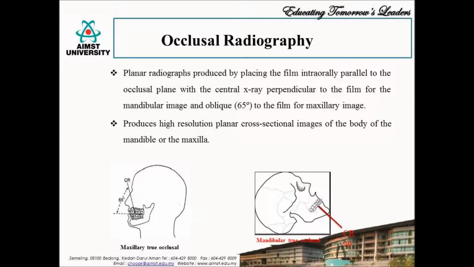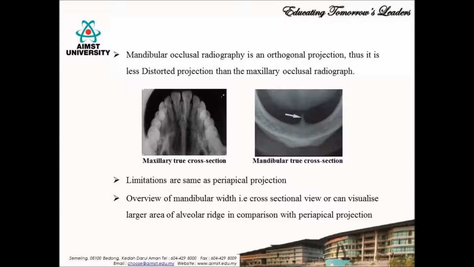Occlusal radiographs are planar radiographs produced by placing the film intraorally, parallel to the occlusal plane, with the center of the X-ray perpendicular to the film for the mandibular image and at an angulation of 65 degrees to the film for the maxillary image. Occlusal radiography, like periapical projections, produces high-resolution planar images.